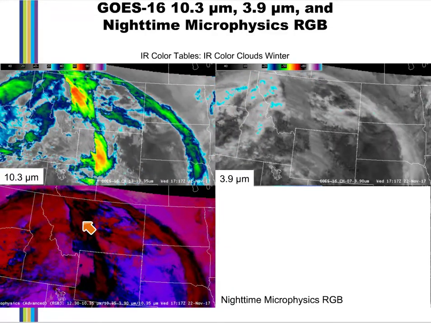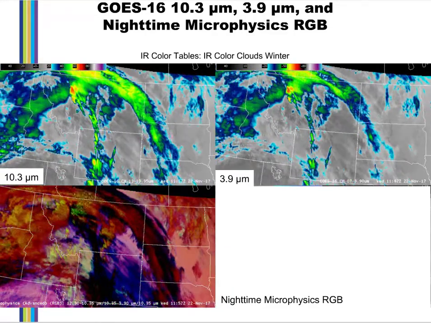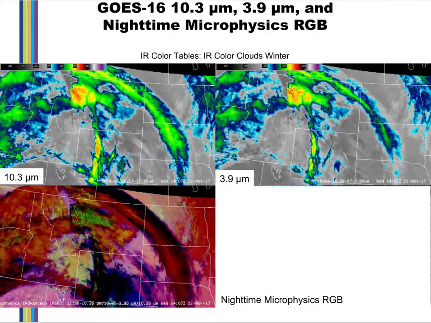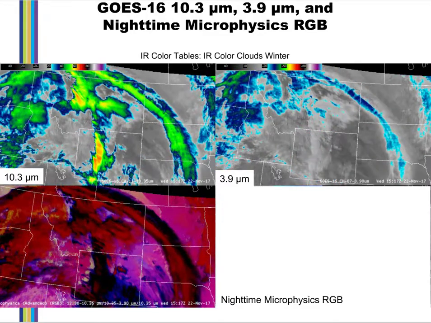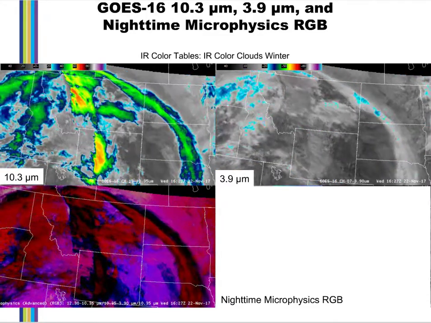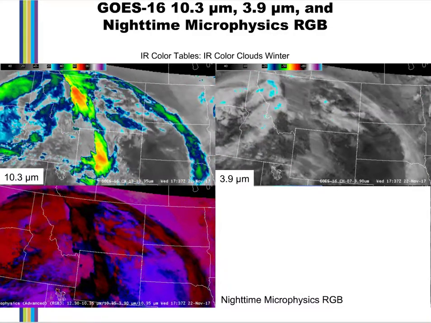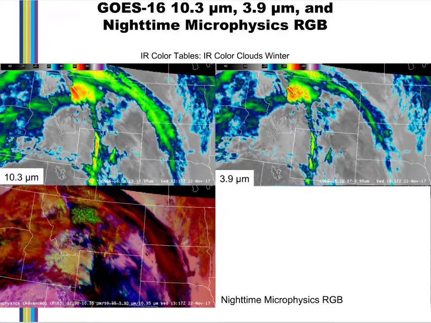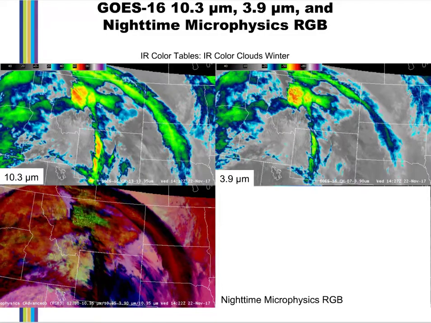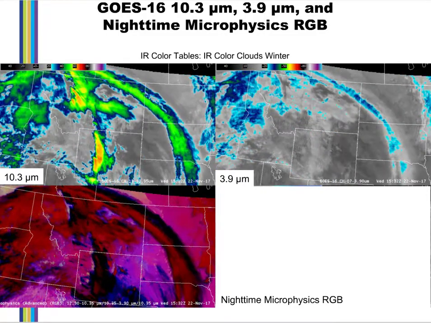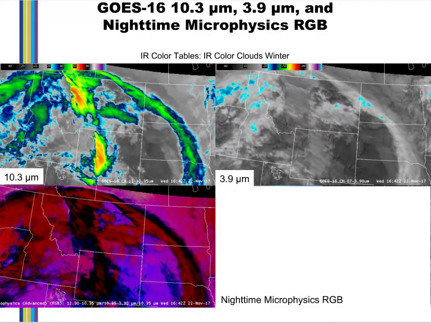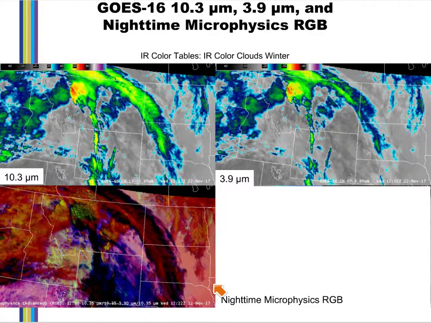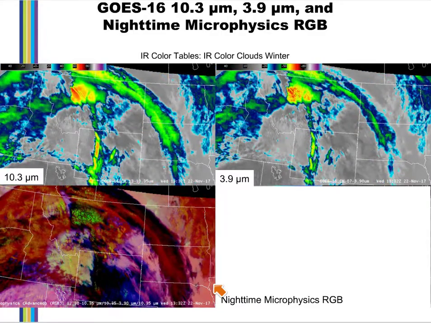There's two possible explanations for this false signature. First, temperatures at 3.9 microns are cold enough to allow noise to appear in the imagery, and the 3.9 micron band is contained in the green component of the nighttime microphysics RGB. Secondly, the existence of relatively small ice particles. When very cold clouds exist at night, use 10.3 microns rather than 3.9 micron imagery or a product that uses the 3.9 micron band, such as this RGB, due to significant noise in the 3.9 micron band.